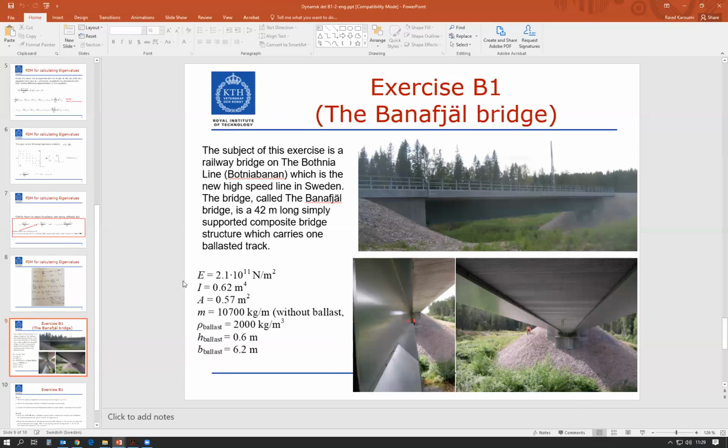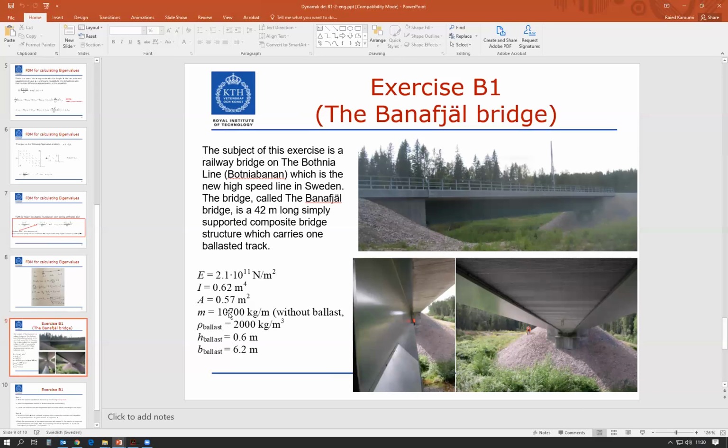According to the drawings, we have all the properties that we need. The E-modulus, it's steel with a concrete deck, but we can calculate this as an equivalent steel section. Doing an equivalent steel section will give us a moment of inertia of 0.62, an area of 0.57. This is the mass of the bridge without the ballast. The density of the ballast, the height of the ballast, and the width of the ballast. So it's a single track bridge. There's only one track, so the width is 6.2 meters.